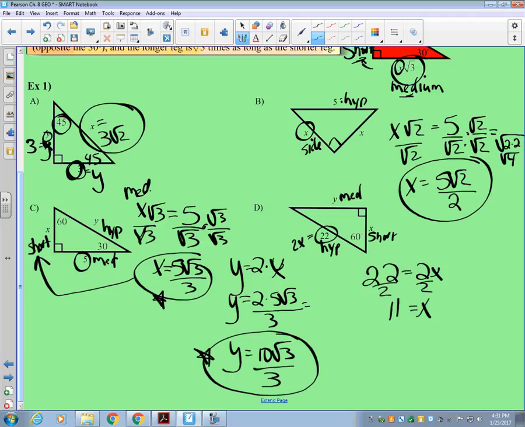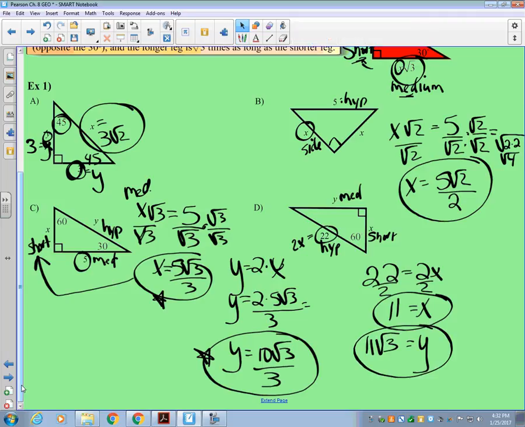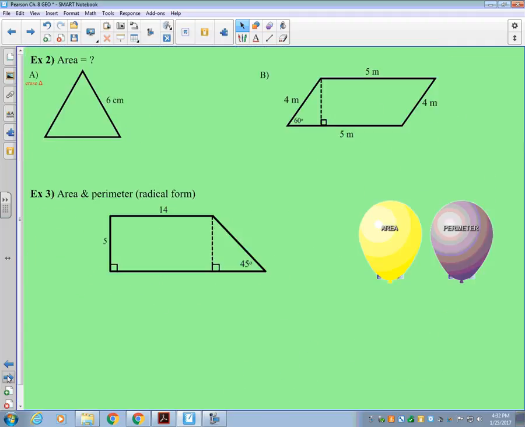So we know that our short side is equal to 11, and our medium side, in this case y, is going to be equal to 11 times the square root of 3. So you don't have to be given the short side in order to find the other sides. You can set up a little equation given the side you are given and solve for the other sides. All right.